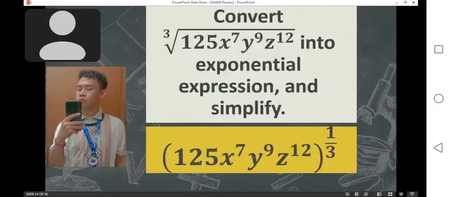The index here is 3. Your index becomes the denominator of your exponent. The radicand is 125x to the 7th y to the 9th z to the 12th. This will become the base of your exponential expression, and the exponent of your radicand becomes the numerator of your exponent. The final answer is 125x to the 7th y to the 9th z to the 12th raised to 1/3.